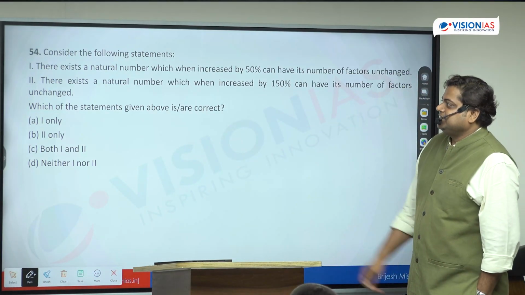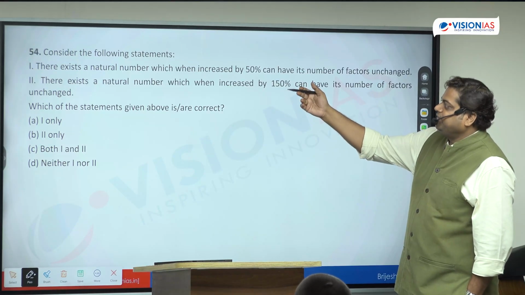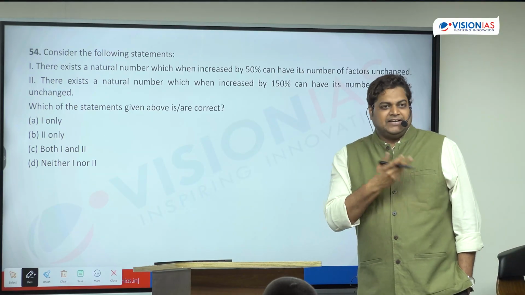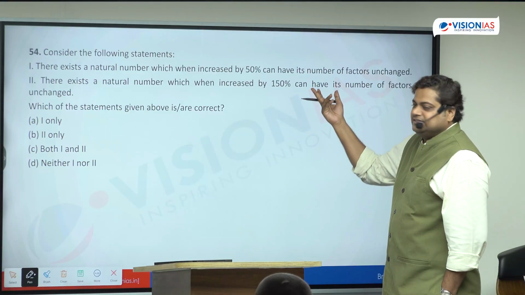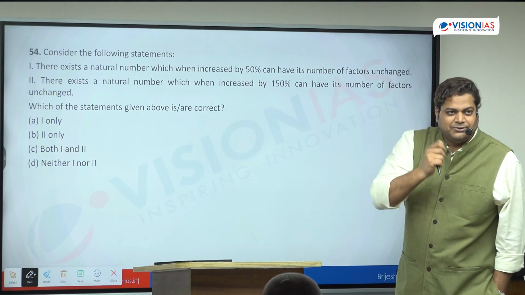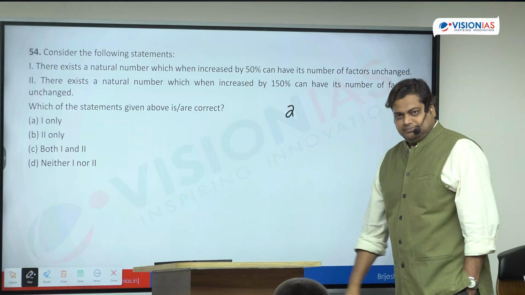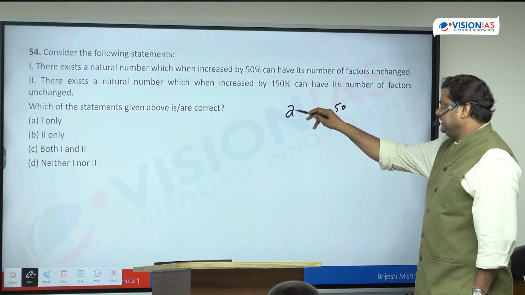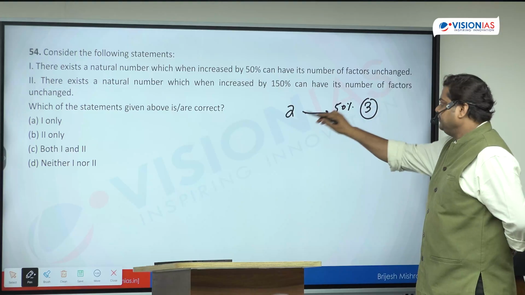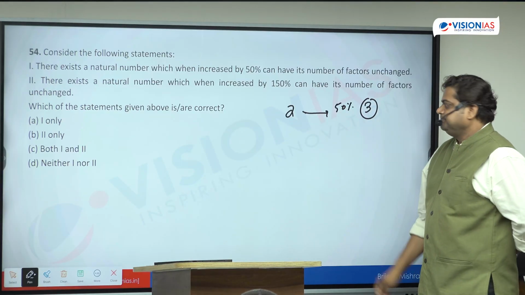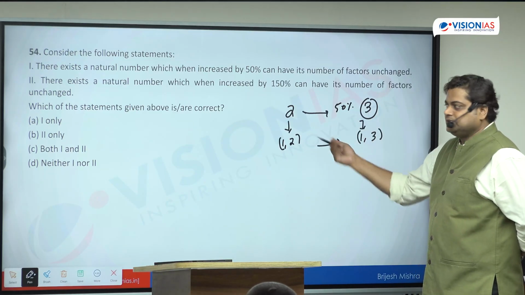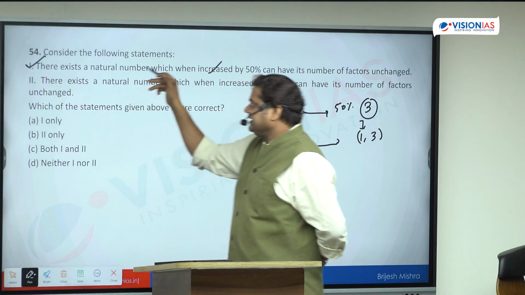See this: there exists a natural number which when increased by 50% can have its number of factors unchanged. So every time we start with, we can start with 1 or start with 2. If we start with 1 and increase by 50%, we get 1.5, which is not a natural number. If I take 2 and increase it by 50%, 50% of 2 is 1, so it becomes 3. So 2 will become 3 when increased by 50%. Number of factors here 2, number of factors there 2. It is unchanged, so we have such a number. So there exists a natural number.